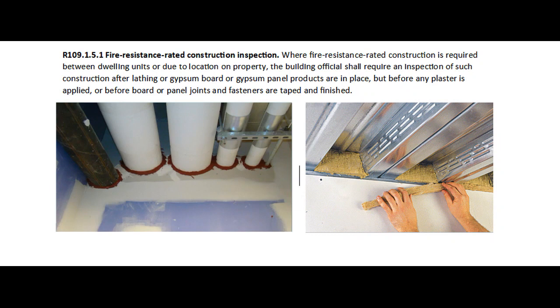R109.1.5.1. Fire Resistance Rated Construction Inspection. Where fire resistance rated construction is required between dwelling units or due to location on property, the building official shall require an inspection of such construction after lathing or gypsum board or gypsum panel products are in place, but before any plaster is applied, or before board or panel joints and fasteners are taped and finished.